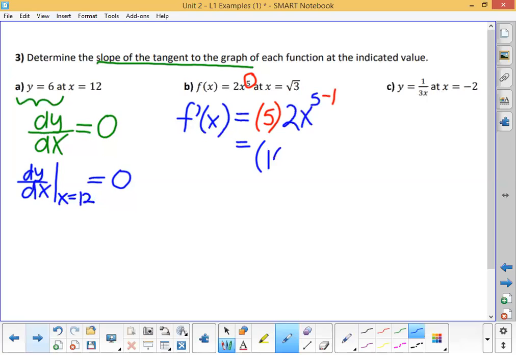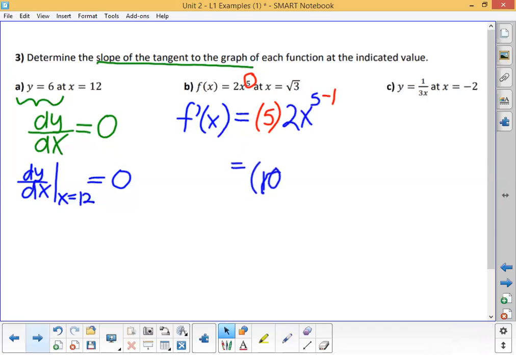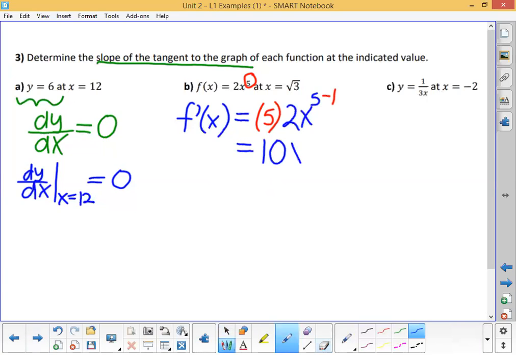5 times 2 is 10. I don't really need a bracket there. So 5 times 2 is 10. And then I have x to the power of 4 as my final answer. But that is f prime of x.